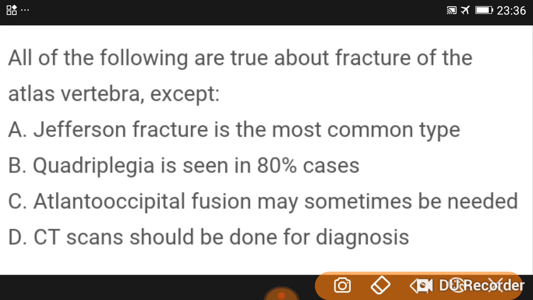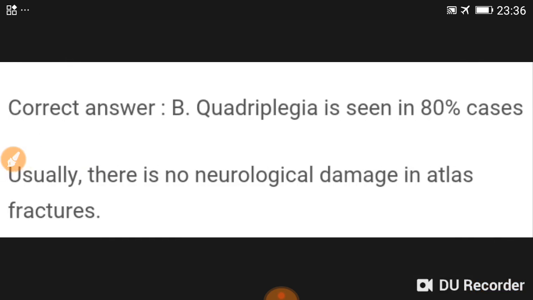All of the following are true about fracture of the atlas vertebra except: atlas, the first cervical vertebra; Jefferson fracture is the most common type; atlanto-occipital fusion may sometimes be needed; CT scan should be done for the diagnosis; quadriparesis is seen in 80% of cases. This is not true. They are asking except, so the answer is this. Usually there is no neurological damage in atlas fractures.